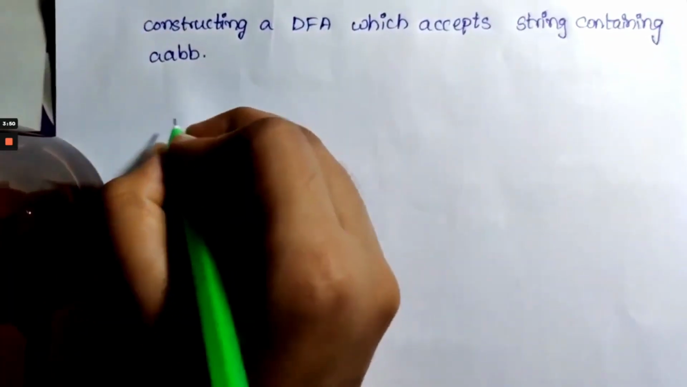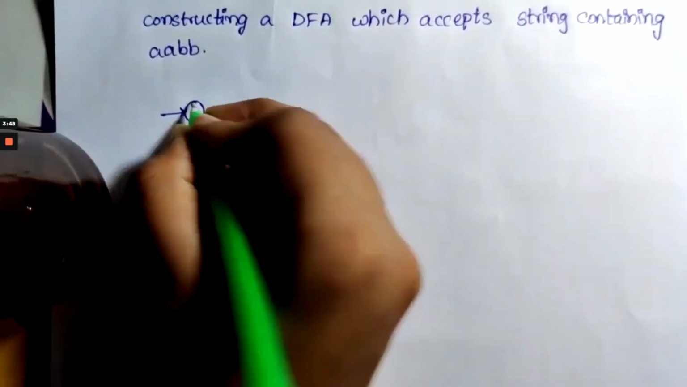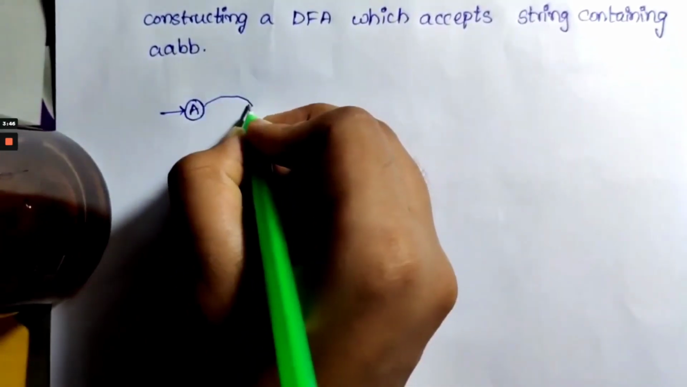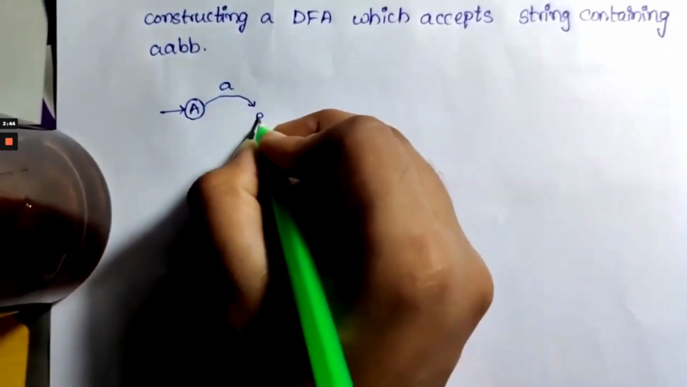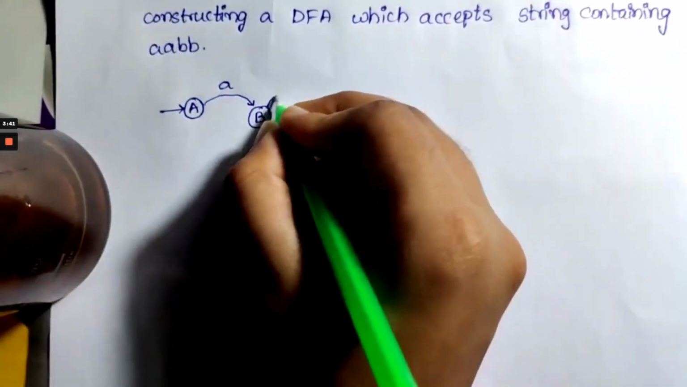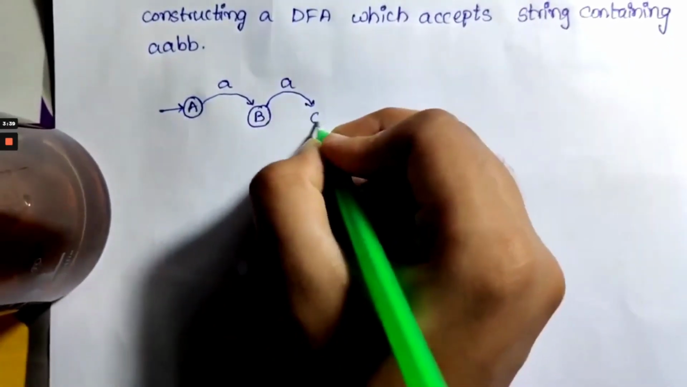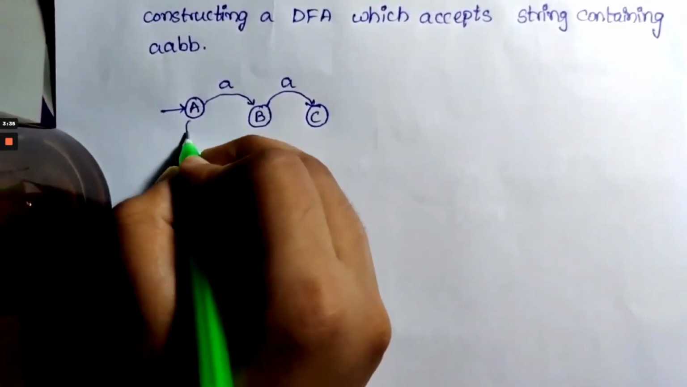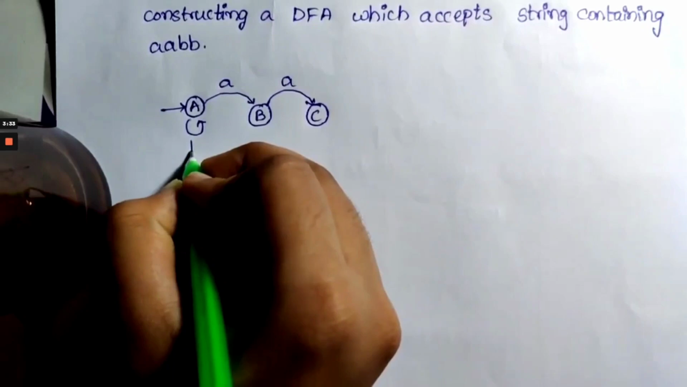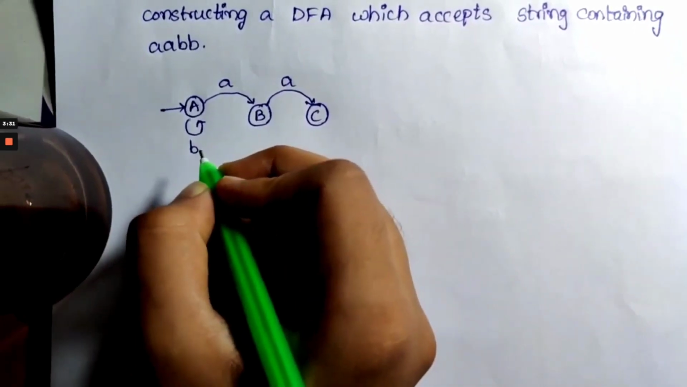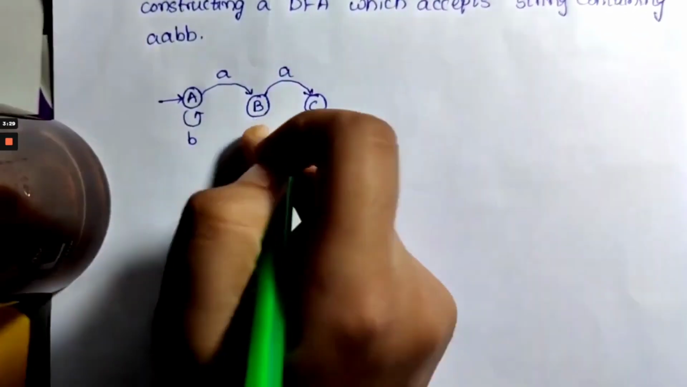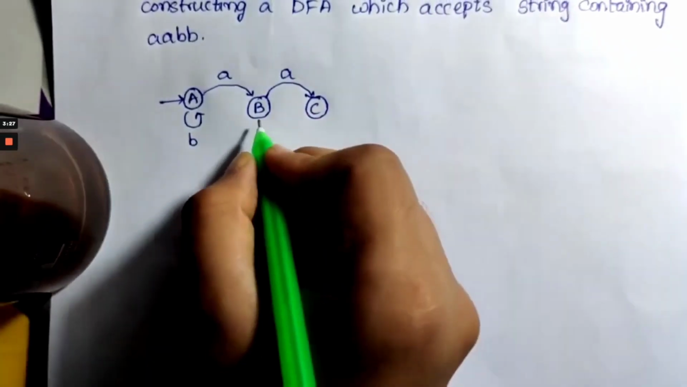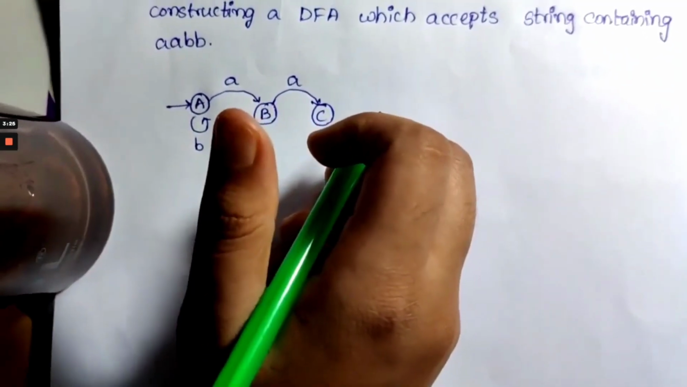So I'm constructing a DFA. Initial state I'm taking as A. So if I'm giving A, then it should move to next state B. If again I give A, then it should go to the next state B. At the state A, if I give B as an input, it should be remaining in the same state. And at B, if small b is the input, then it should go to the A.